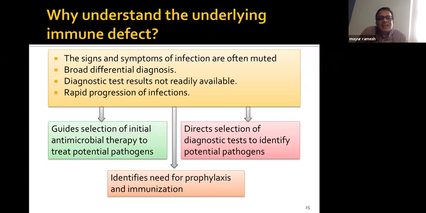So why understand the underlying immune deficit, and why is this important? It's because, compared to immunocompetent patients, in immunocompromised patients the signs and symptoms of infections are often muted, the differential diagnosis becomes much broader, and diagnostic testing is not readily available. There is also a rapid progression of infection. They tend to get much sicker very quickly. So when we understand the immune deficit, we can cut down some of these problems. By knowing which direction to go for initial antimicrobial therapy, what tests to order instead of ordering 1,000 tests, and what prophylaxis should be done, we can prevent these infections from happening in the first place.